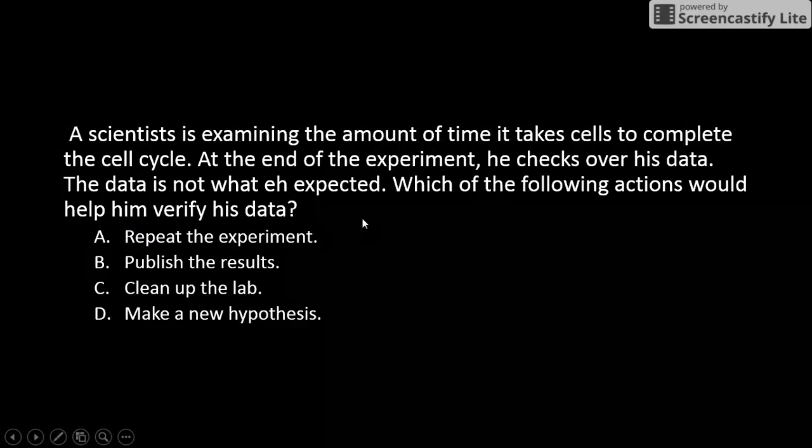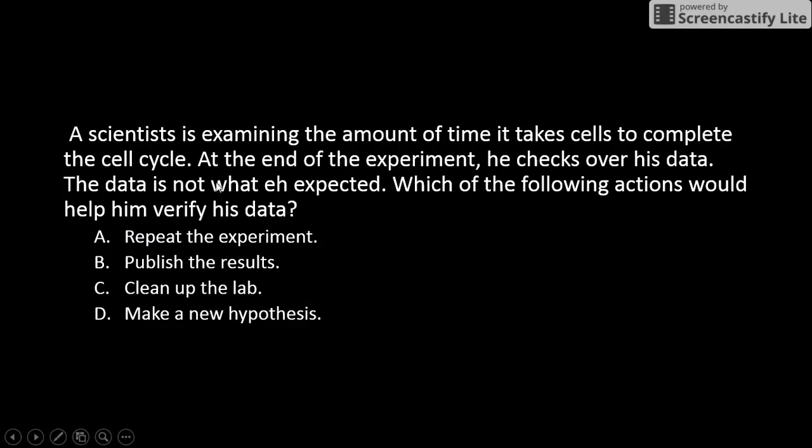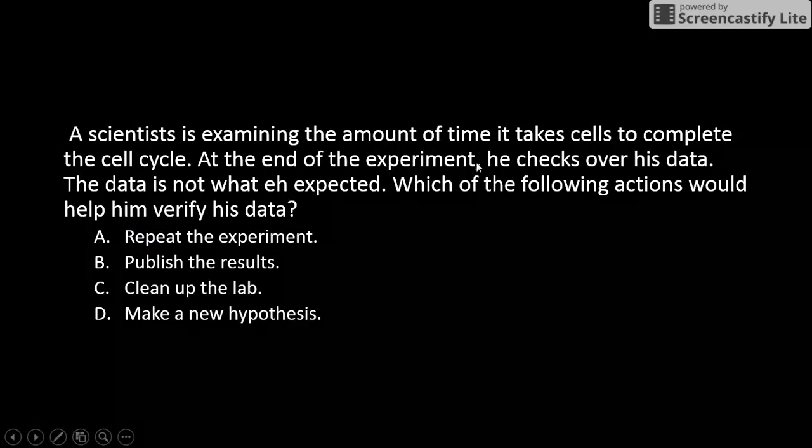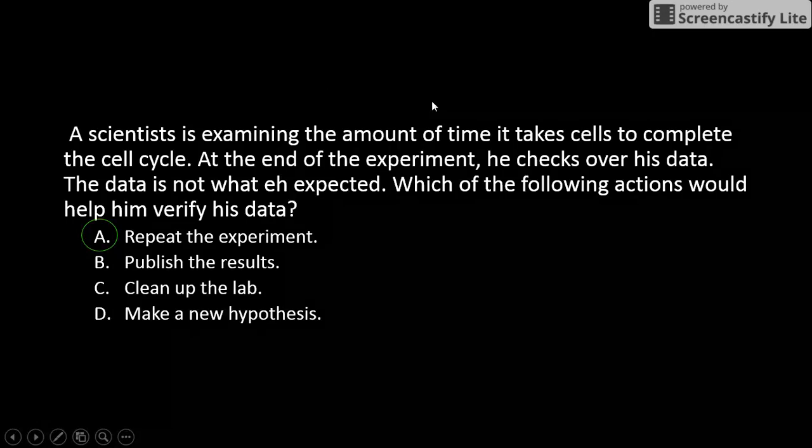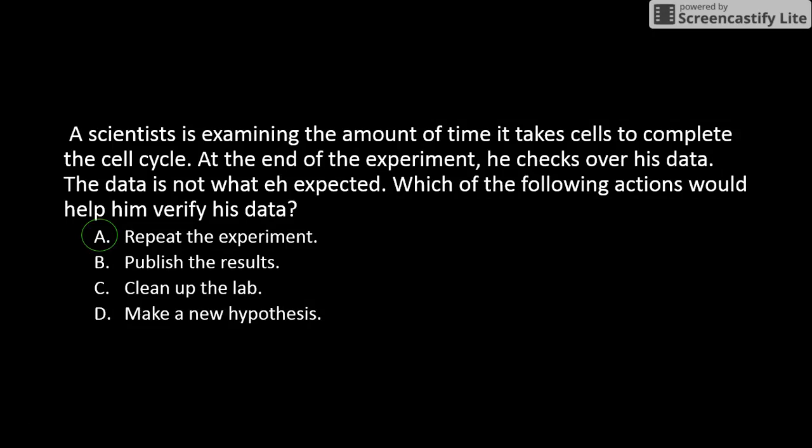Okay, a scientist examines the amount of time it takes cells to complete the cell cycle. At the end of the experiment, he checks over his data. The data is not what he expected. Which of the following actions would help him verify his data? If the data is not what we expected, we are going to repeat our experiment. It's like doubling back and checking our work.